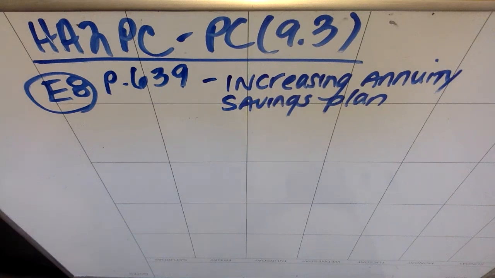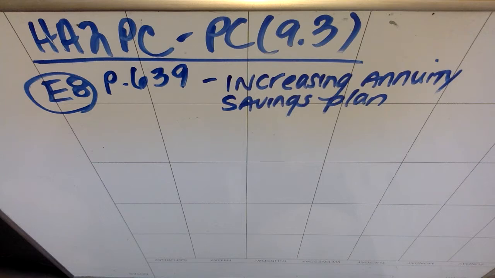Welcome to Algebra 2 Pre-Calculus. We're doing section 9.3 in Pre-Calc, which is geometric sequences and series, and we're going to go ahead and do an example directly out of the book. We're going to do example 8 on page 639, which is an increasing annuity savings plan, and we'll talk about that in a sec. But it seemed easier to use the construct that already existed. So I'm going to read you the paragraph from the book.